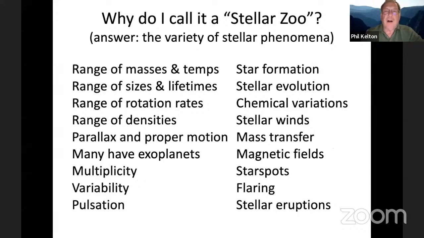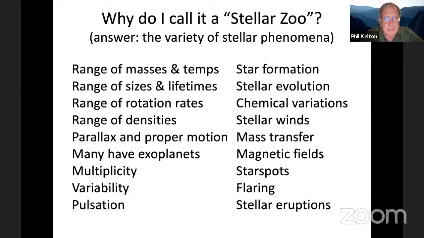Okay, so then why do I call it a stellar zoo? That's because of this great variety of stellar phenomena. And I made a list when I produced the talk. There's a huge variety of masses and temperatures, sizes and lifetimes. Stars rotate at different rates. Some are very rapid rotators and become somewhat flattened. Large range in the densities of stars. The closest stars have proper motion, and we can determine distance through parallax.